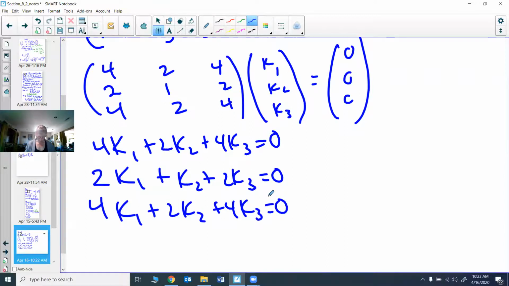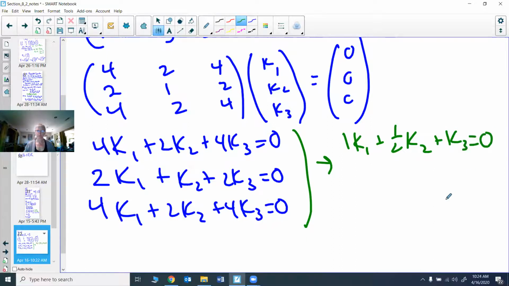And again, we're going to use the reduced row echelon form. So you're going to go back into your calculator, do the exact same thing with the reduced row echelon form, and you end up with 1K1 plus 1/2 K2 plus K3 equals 0. And your other rows are all zeroed out. So you end up with just that, which is not exactly the same as we had on the other one, because now I actually have to pick for 2 variables.